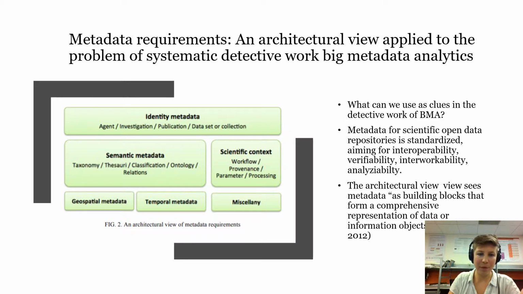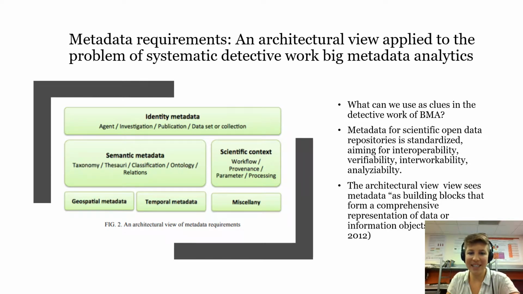So this model is the architectural view of metadata requirements. It includes identity metadata. One example of this is the authors or agents, as well as investigation, the publication, and the dataset or collection. As you can see also, there's another category called semantic metadata. Semantic metadata include taxonomy, thesauri, classification, ontology, and relations.